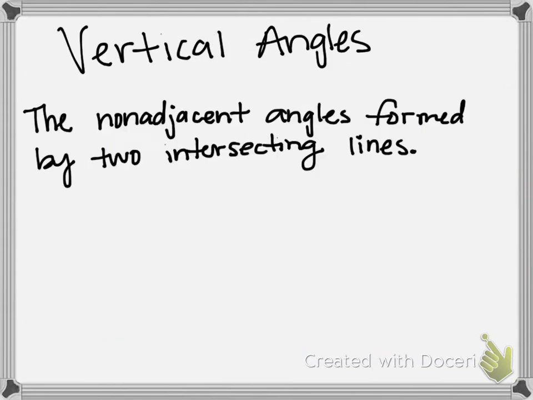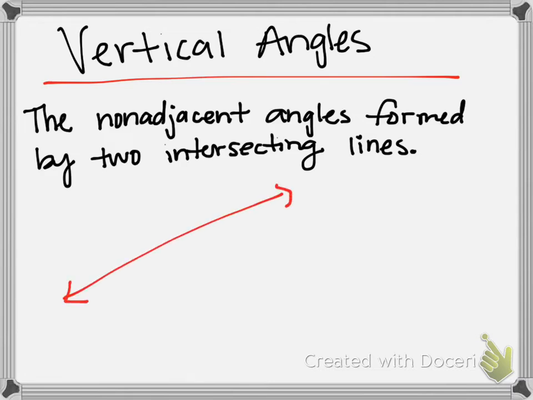All right, and so the last angle that we're going to be reviewing here are going to be our vertical angles. And so the textbook definition is that they are the non-adjacent angles formed by two intersecting lines. Okay, so let's kind of draw that out. So we have two lines and they are intersecting.